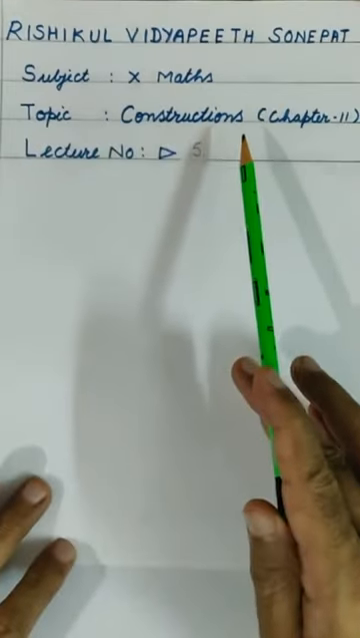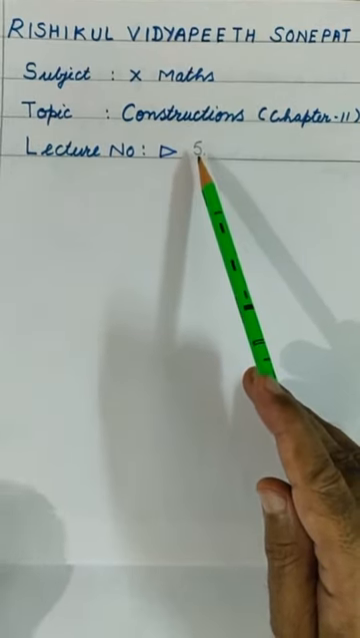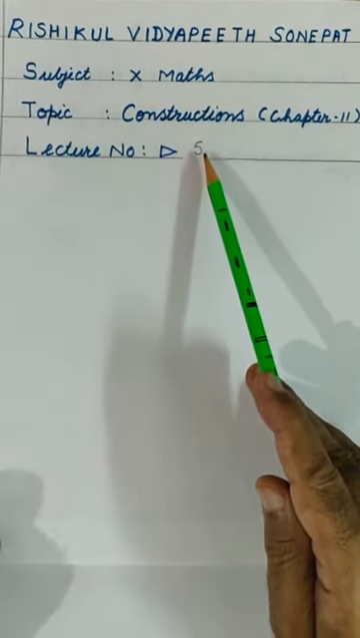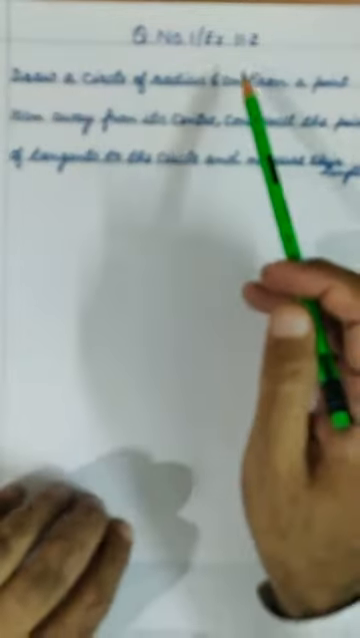Again, we are discussing the chapter Constructions of class 10th mathematics. This lecture number is 5. Today, we are going to discuss exercise 11.2, which is based on the lengths of the tangents drawn from an external point. We are taking the first question of exercise 11.2.